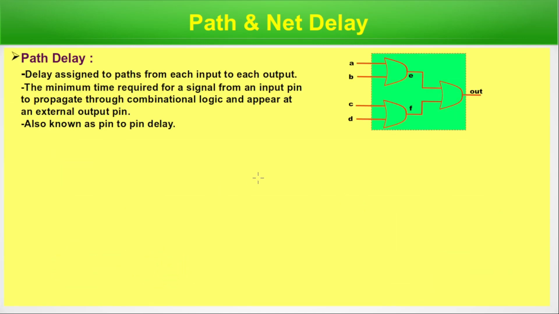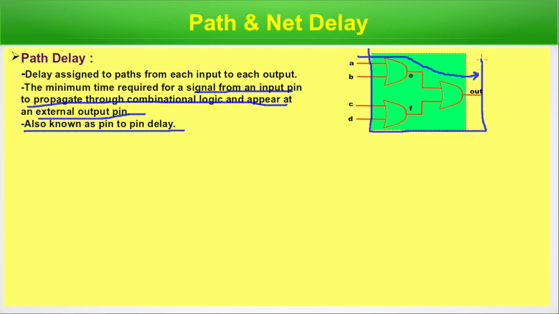Now path and net delay. Path delay is the delay assigned to paths from each input to each output. It is the minimum time required for a signal from an input pin to propagate through combinational logic and appear at the external output pin, also known as pin-to-pin delay. It's a combinational logic and no clock is involved here. So how long it takes for a signal to travel from this input to output is measured as pin-to-pin delay or path delay.